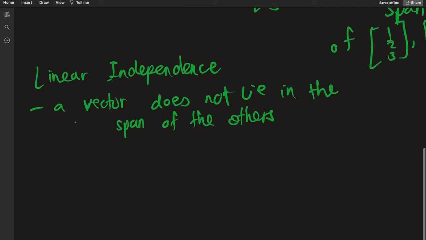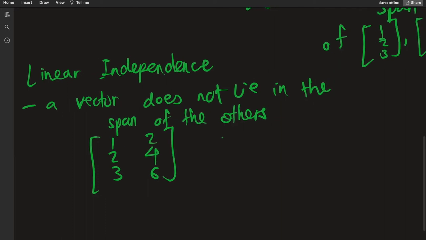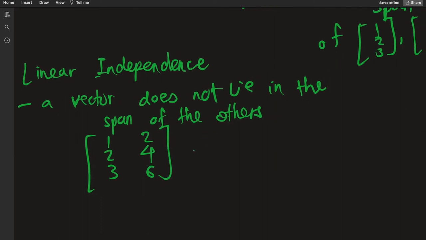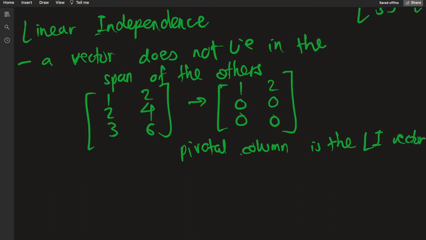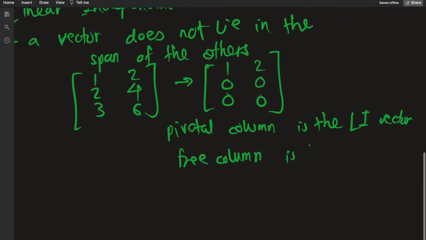And so the best test for linear dependence or independence is row reduction. If you have something like this, you can row reduce this easily. 1 0 0, 2 0 0, and the pivot column is the linearly independent vector, while the free column, the one without the pivot, the non-pivotal column, is the linearly dependent vector.